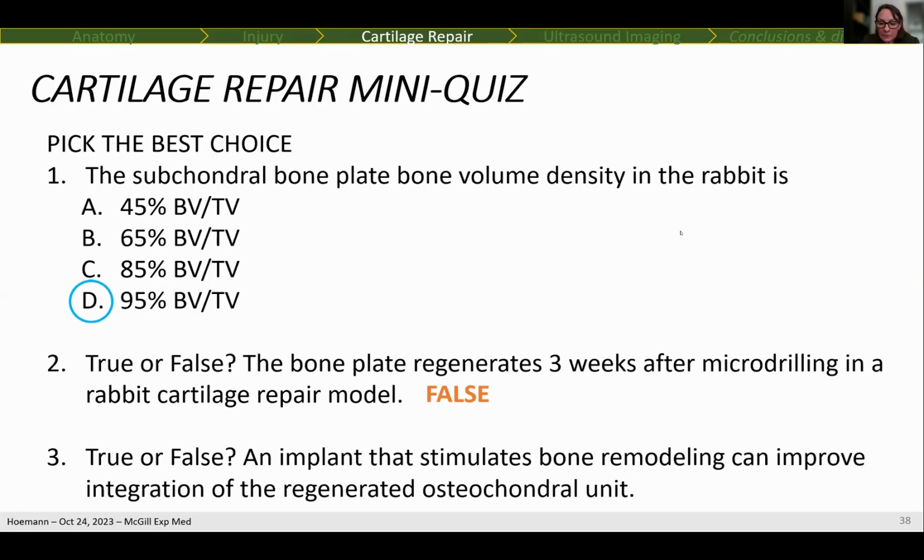So an implant that stimulates bone remodeling can improve the integration of the regenerated osteochondral unit. Is that true or false? Because in fact, if you drill, you don't stimulate much remodeling. It's a very small remodeling response. So in fact, it is true, but it's not the only condition that causes cartilage to regenerate.